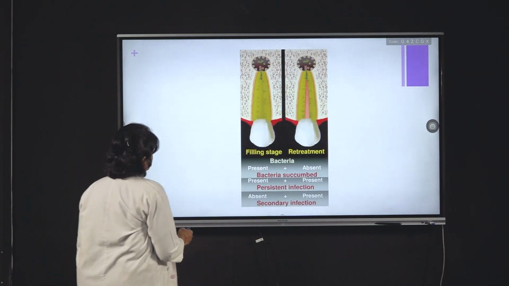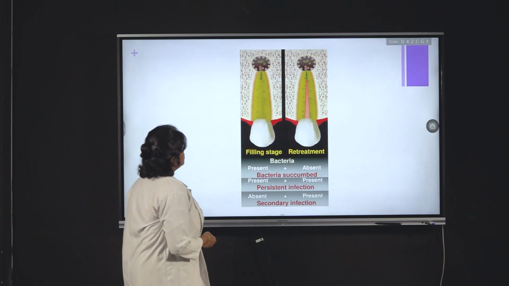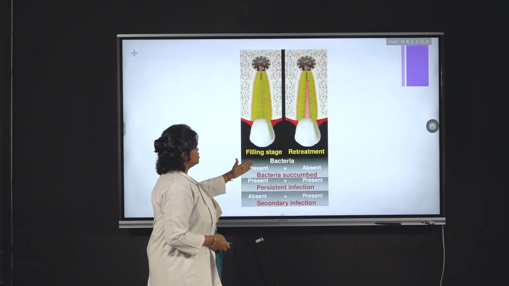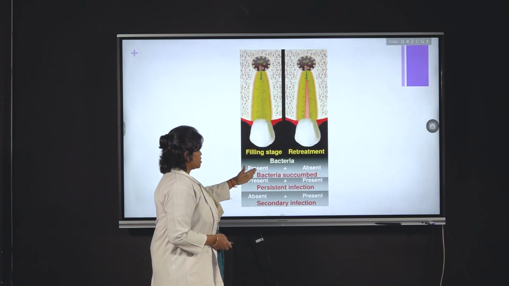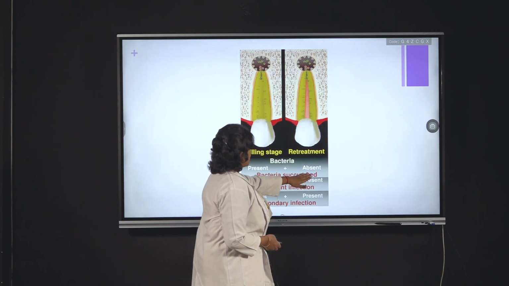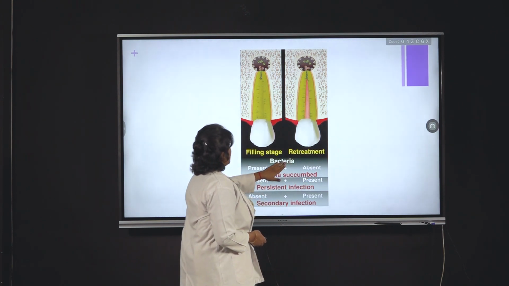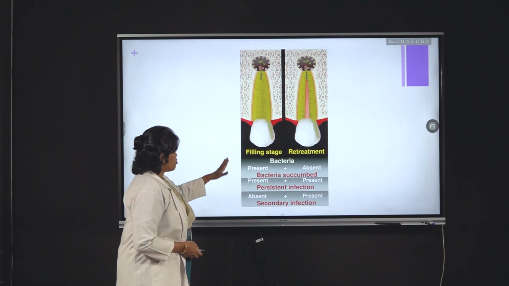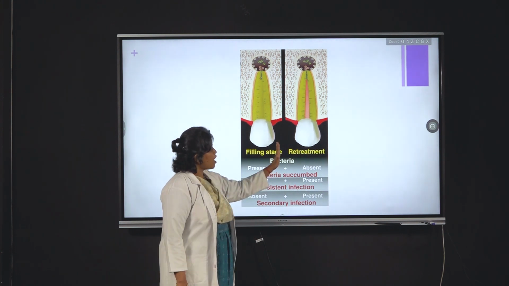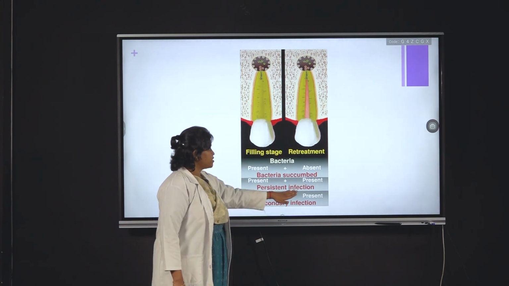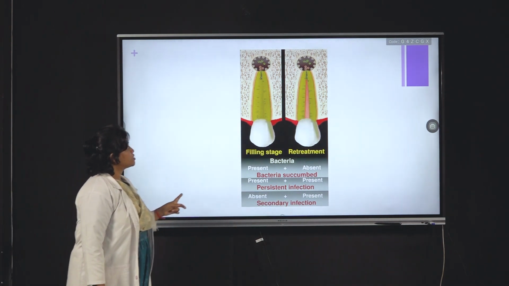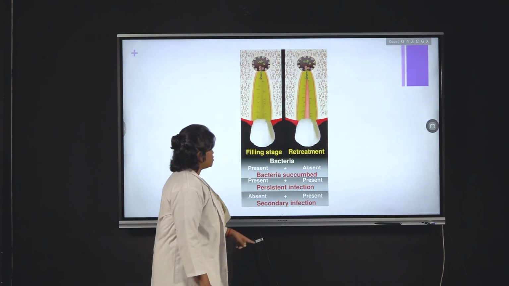Now here we can see the tooth. Before the endodontic treatment and during the treatment, the bacteria are present. If the bacteria are absent after the treatment, that means the bacteria have succumbed to the endodontic treatment. If the bacteria are present in the initial stages and also after the treatment, this is called a persistent infection. If the bacteria were absent in the beginning of the treatment and then are present after the treatment, that is called a secondary infection.